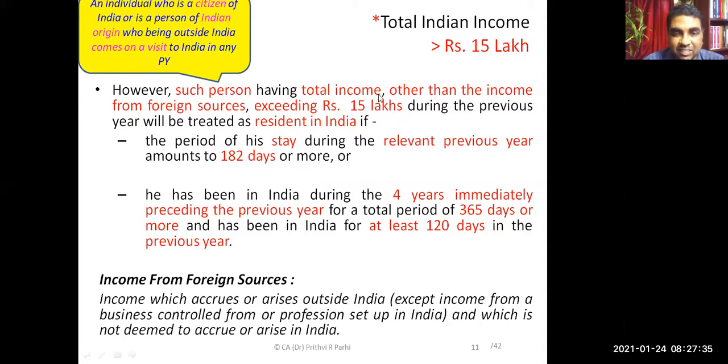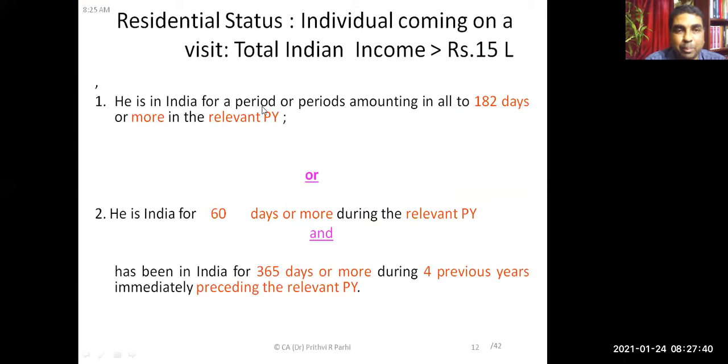If this is the condition, then what will happen? He has to comply with these two conditions in order to become resident in India: in the relevant previous year, 182 days, and in the four previous years immediately preceding the relevant previous year, he should have stayed 120 days. Okay, is it clear to you? Last class also we discussed this concept. Is it clear to you? I'm only recapitulating that concept.